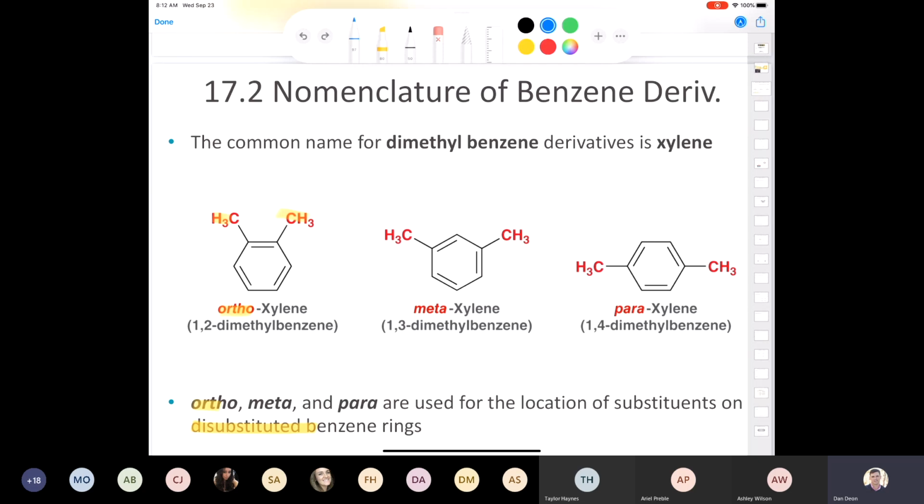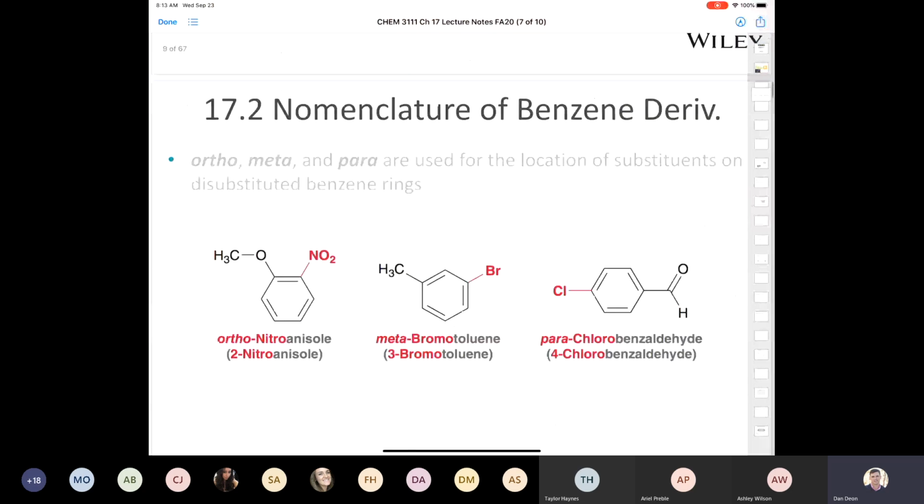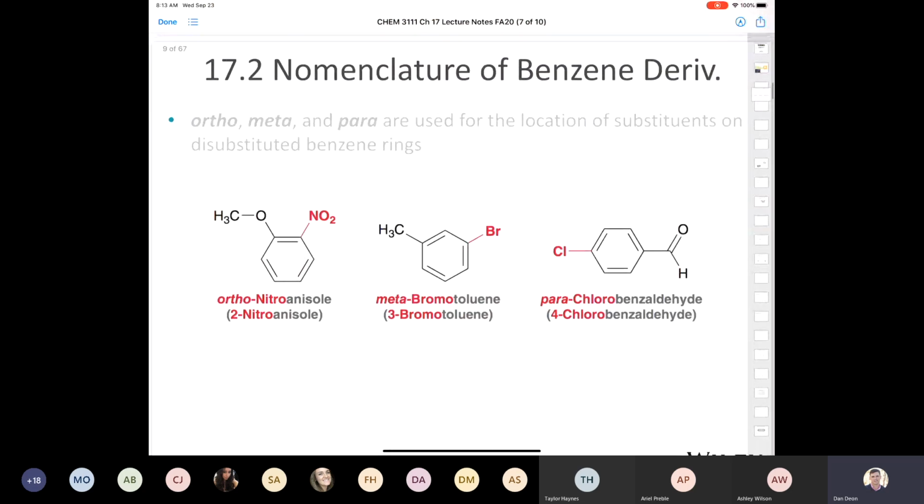If they are 1,3 apart, we call that meta. So this molecule is metaxylene or 1,3-dimethylbenzene. And if they are 1,4, then it's paraxylene, and 1,4-dimethylbenzene would be another IUPAC name. So again, all of these names are acceptable. And in fact, one of my students told me, if you look up the names of some of these molecules on Wikipedia, they'll have like 6 different names. Anyhow, kind of interesting there. All right, so ortho, meta, and para, you have to be fully aware of what that means.